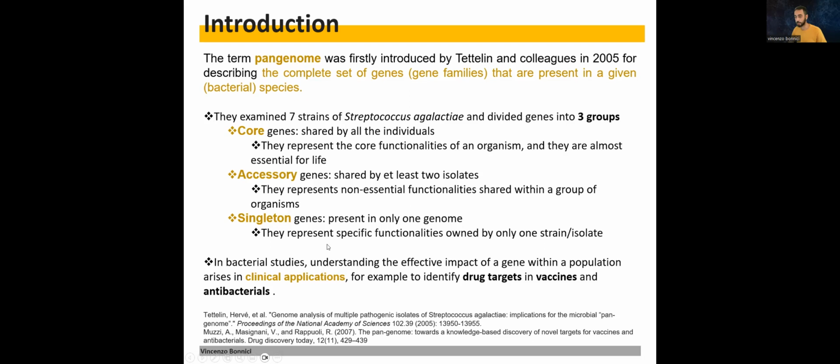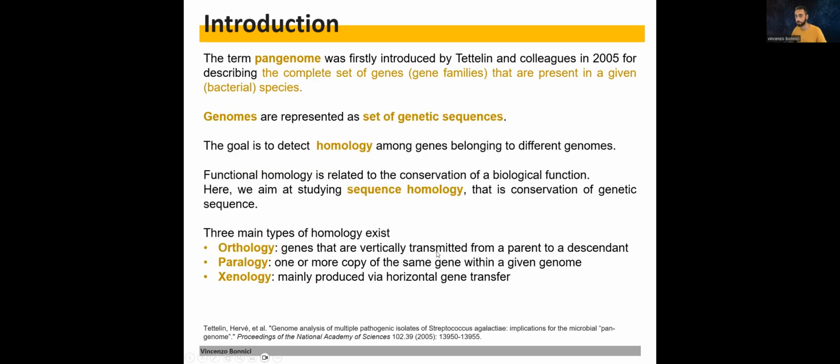In bacterial studies, understanding the effective impact of the genes within a population arises in clinical applications, for example to identify drug targets and vaccines. So in this perspective, in this type of analysis, genomes are represented as sets of genetic sequences, just sequences of genes. And the goal is to detect the homology among genes that belong to different genomes.